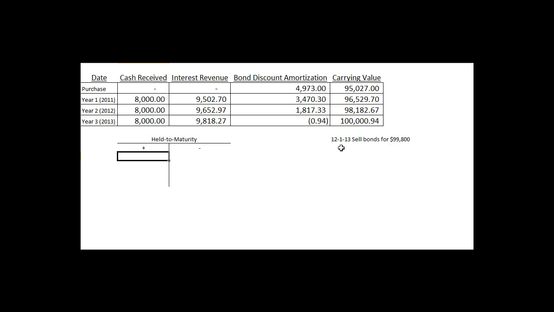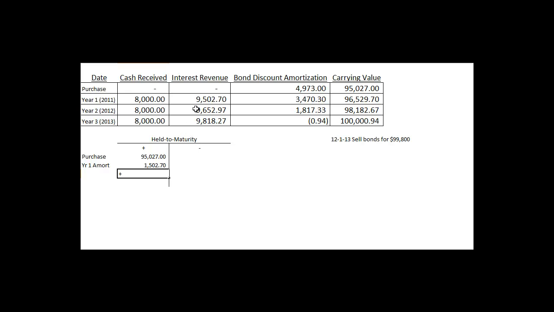Before we can take care of the sale, we should figure out what the current carrying value of the bond is at the time of the sale. When we start out up front, we bought the bond for $95,027. This was the purchase price. Year one went by and we amortized the bond a little bit, between the difference of the interest revenue and the cash received. So 1502 is the year one amortization. At the end of year one, we have a carrying value greater than the purchase price. And we do this again at year two.